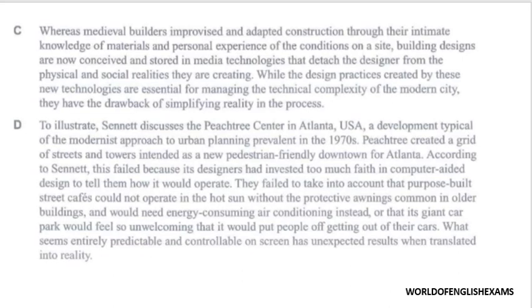To illustrate, Senate discusses the Peachtree Center in Atlanta, USA, a development typical of a modernist approach. Modernist is nothing but a person who takes into consideration the new things and gets adapted to that. A modernist approach to urban planning prevalent in the 1970s. Okay, so he's talking about an approach, a way that was prevalent. That means it was existent in the 1970s. And who is that person? He's called Senate.